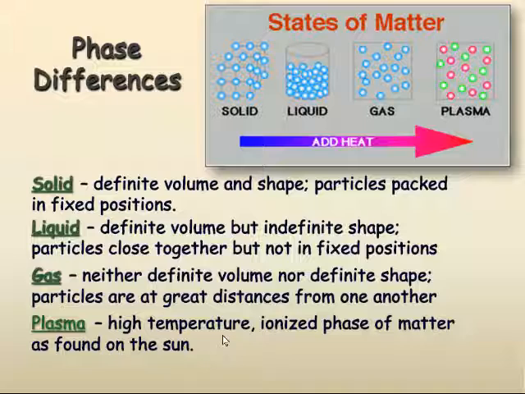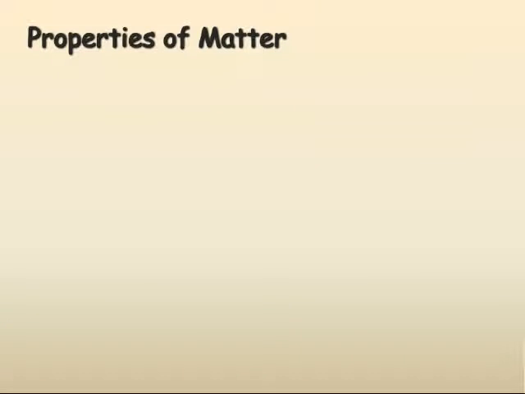Last is plasma. It's at very, very high temperatures, a completely ionized phase of matter. And the reason it's the most common thing found in the universe is because it's what stars are made up of. That's the state of matter that star stuff is, and 99.8% of our solar system is made up of our sun. So 99.8% of the mass in our solar system is plasma. So yeah, that makes up most of the stuff in our solar system, in our universe.